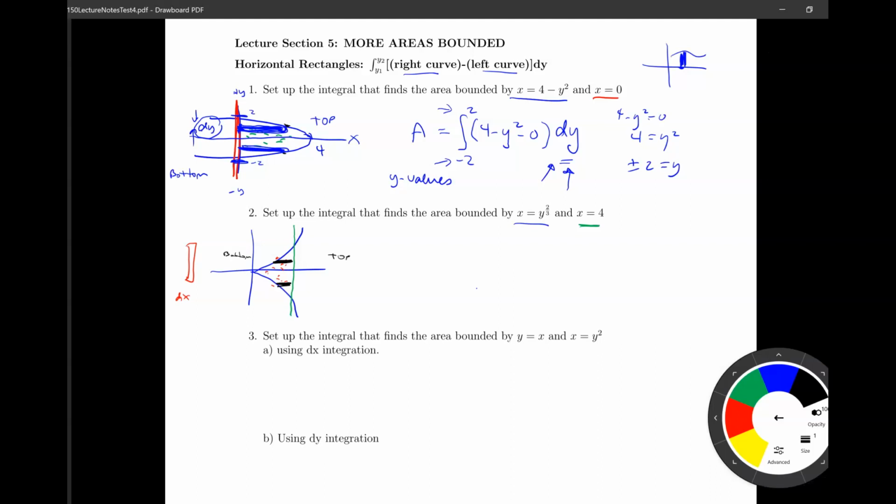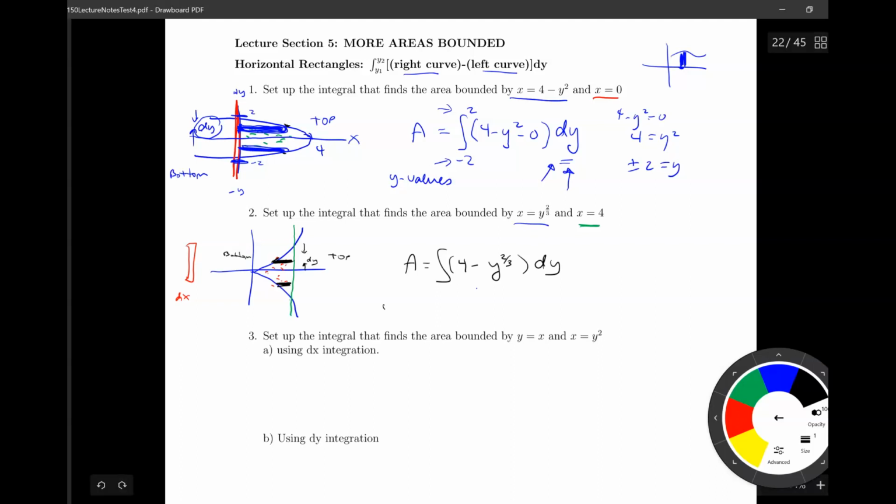So I can see I'm always having the green function on the top and the blue on the bottom. So let's set up the integral. I can see it's dy integration because the thickness of my rectangle is dy, and I'm going to have top minus bottom. The top function is x equals 4, so that's the top function. The bottom function is x equals y to the 2/3.